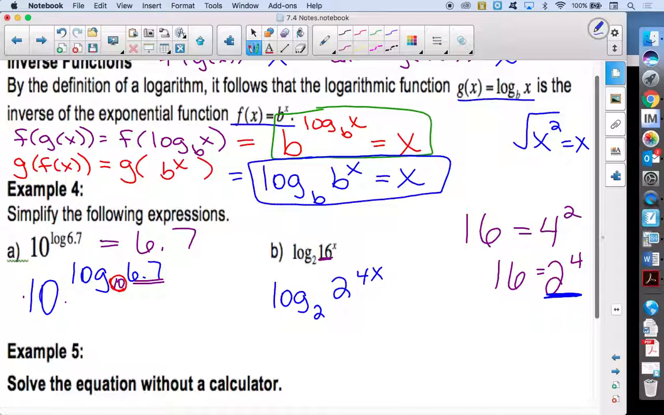That x just stays with the 4. They're now being multiplied together. So the answer is just equal to 4x.